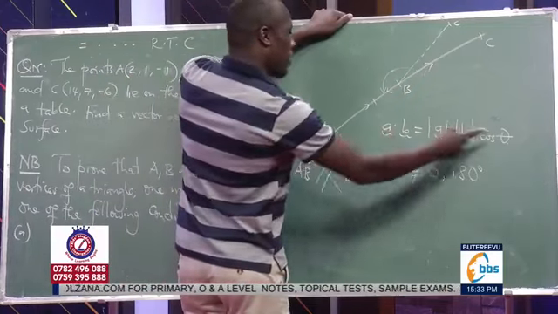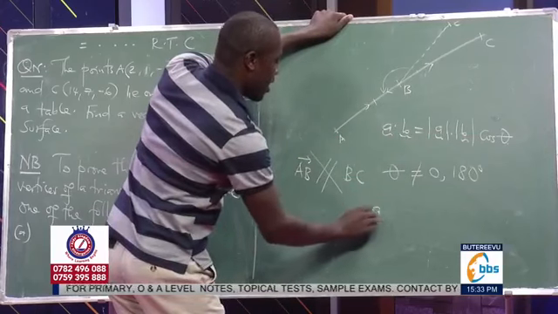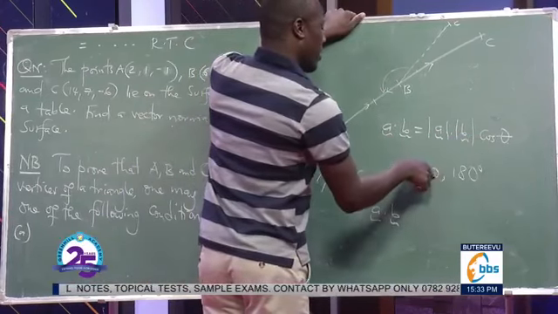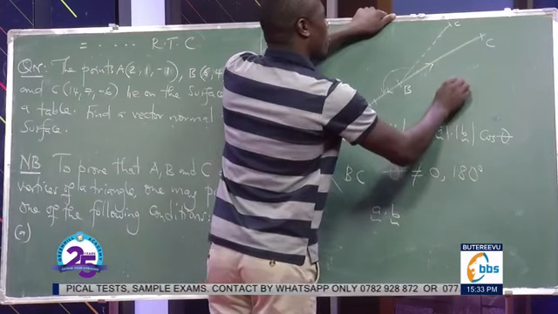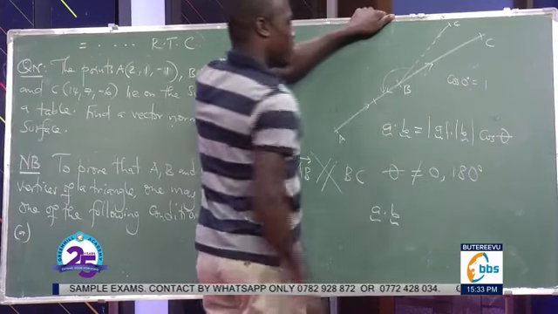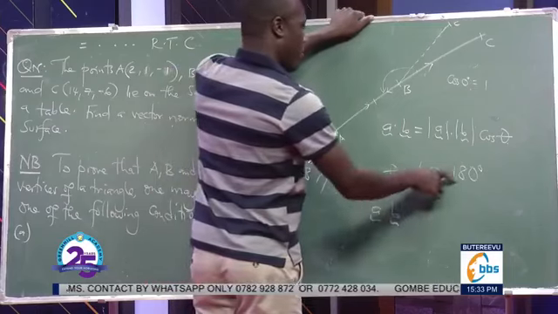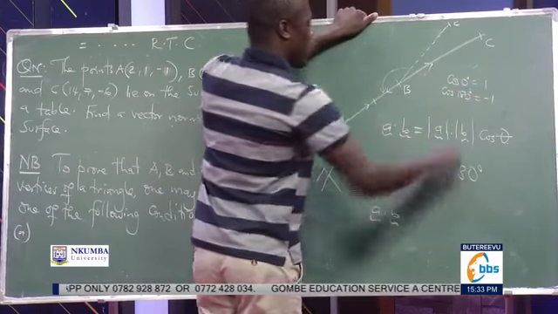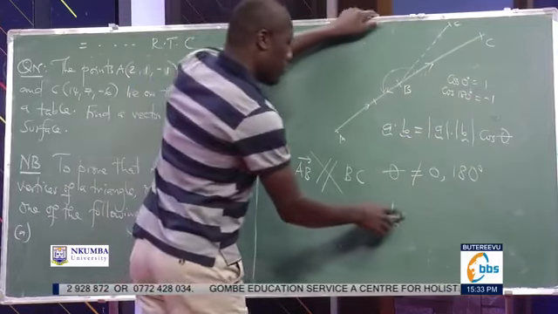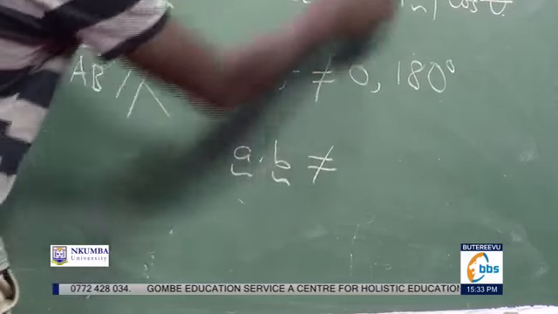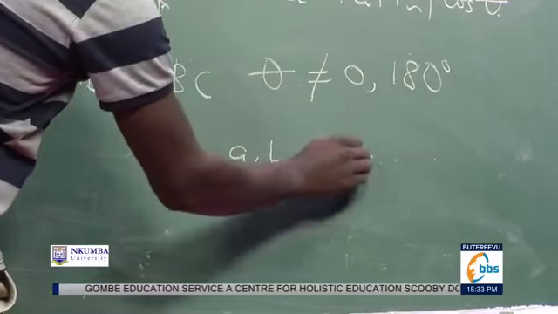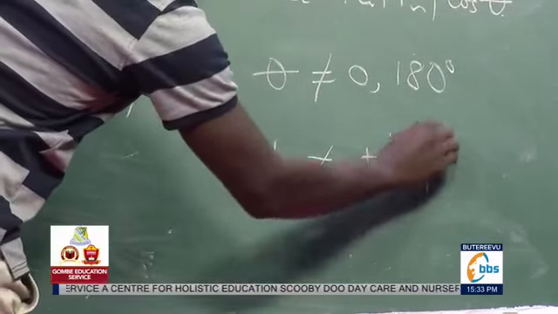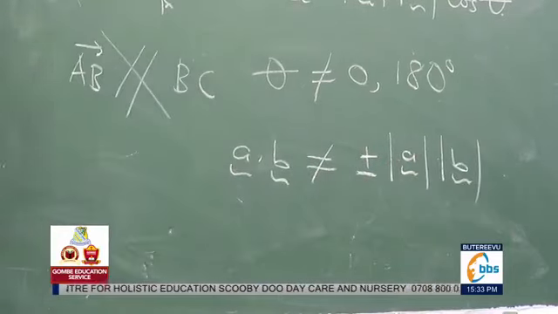So the condition we derived from this was that A dot B, because we know when theta is 0, we have cos of 0 degrees being equal to 1, and the cosine of 180 degrees is equal to negative 1. So A dot B should not be equal to plus or minus magnitude of A times magnitude of B. That was the first condition we had.